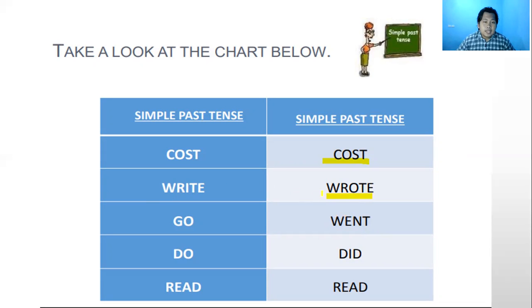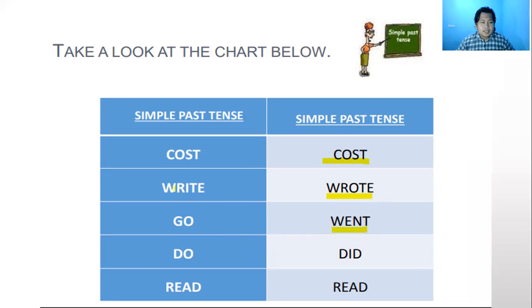Now, as you can see, the spelling changed. We changed I to O, wrote. This is a little bit confusing, no? The past tense of irregular verbs is a little bit confusing because we are going to change some words into a completely different spelling. For example, go. The past tense of go is not goed, G-O-E-D, but the correct past tense of go is went. So it is a completely different spelling, no?